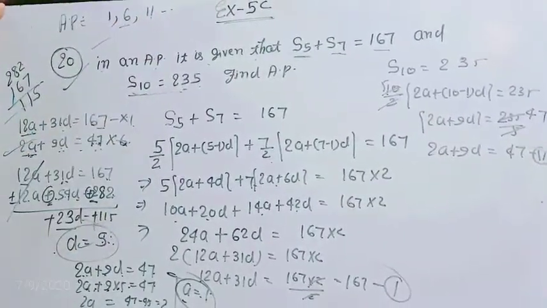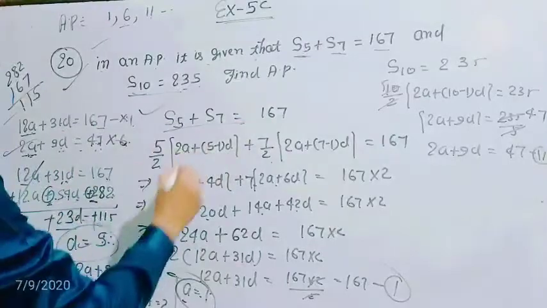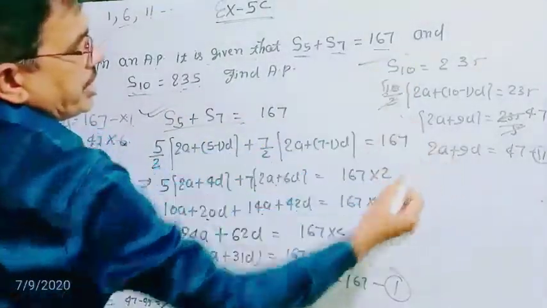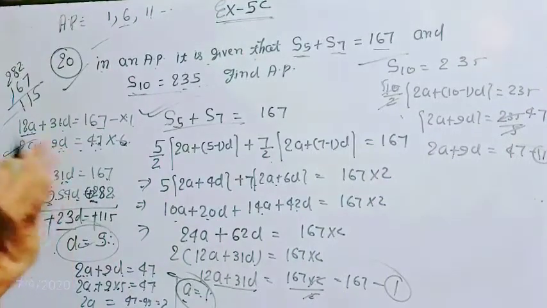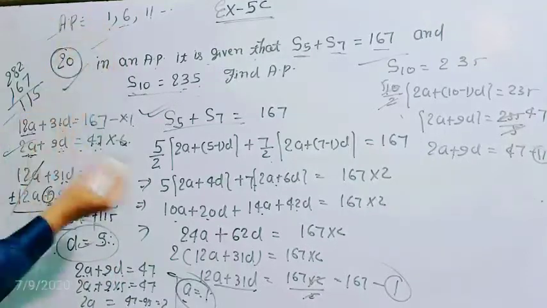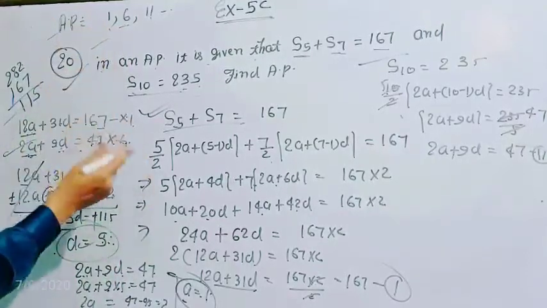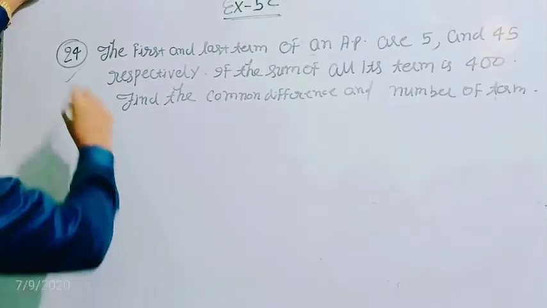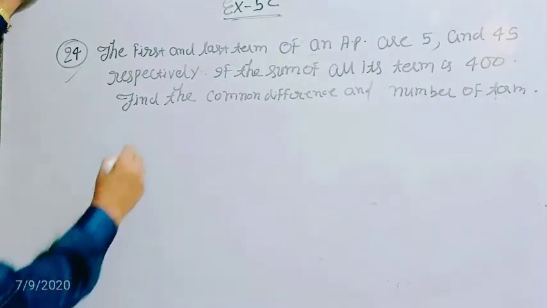So two equations are given. From the first equation you get this, and from the second equation you get this. From these two equations you can find a and d with the help of the elimination method. After that you can write the AP, where the first term is a and the common difference is 5. That's all. Now see question number 24, exercise 5C.